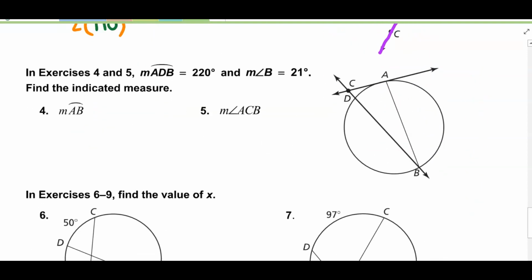Okay, question 4 and 5. In these two, they tell us a couple of things again. They tell us the measure of arc ADB, so from A through D and stopping at B, is 220 degrees. They also tell us the measure of angle B is 21. Find the indicated measures. Okay, so they want us to find the measure of arc AB, and that's minor arc AB. So they want us to find this.